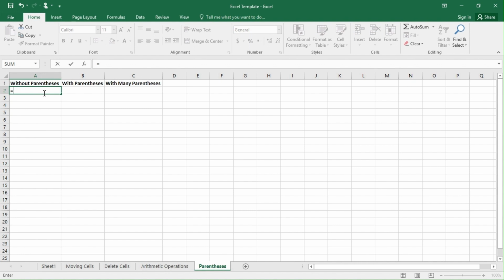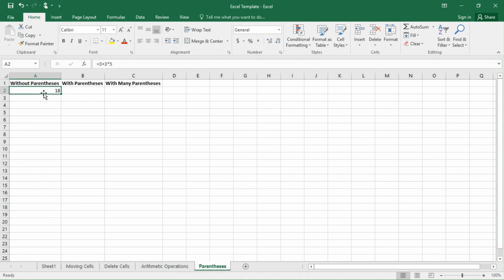Equal to 3 plus 3 multiplied by 5. Now we have 18.